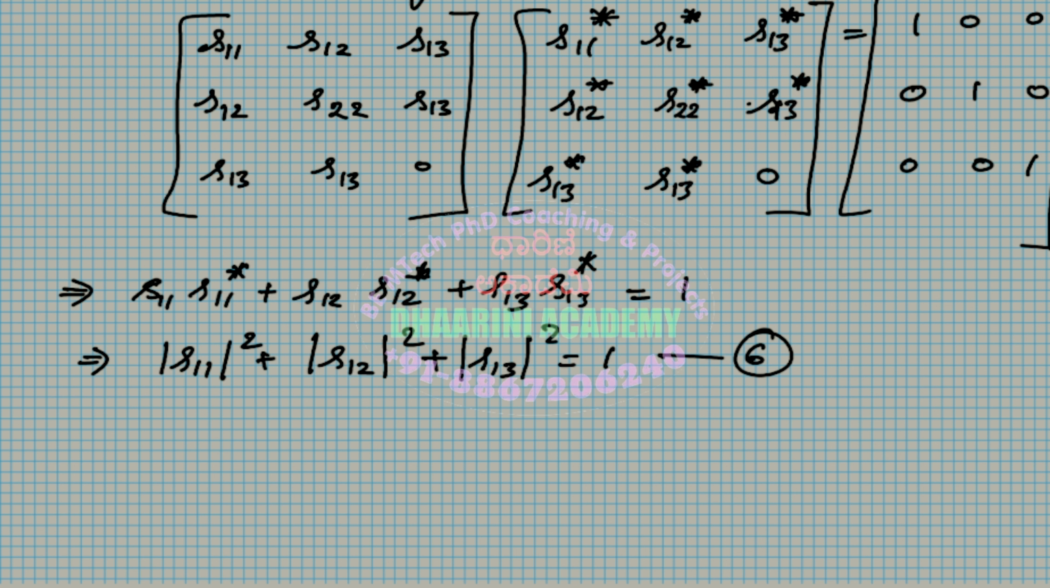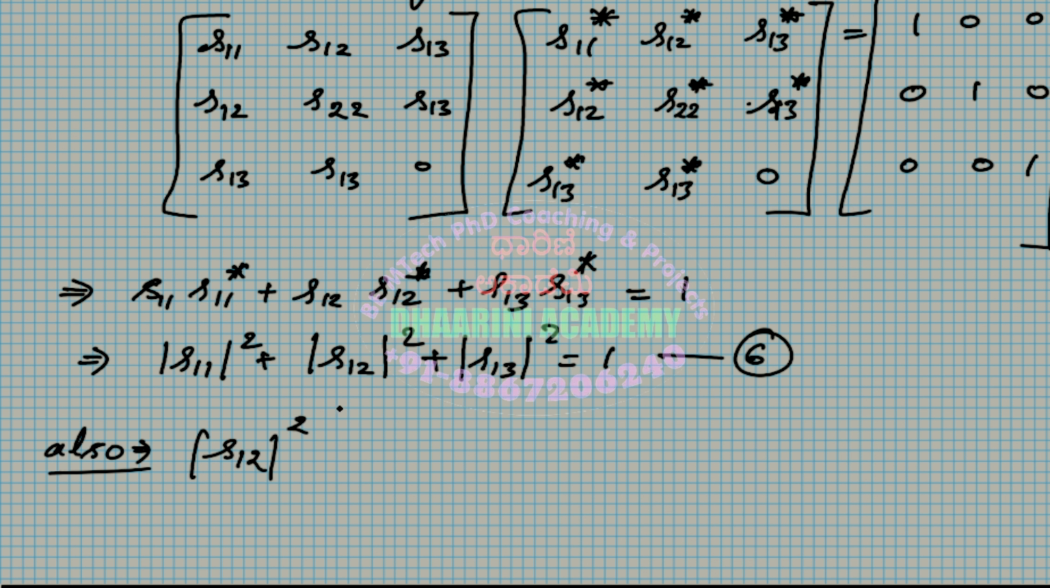Okay, so let's do that. So this implies, also I'll write, this is S12 into S12 star. Directly I can write a square, right? I'll say one step. So plus S22 into S22 star is S22 square magnitude, then plus S13 into S13 star, it's also square. That's also equal to 1. So let me call that equation number 7.